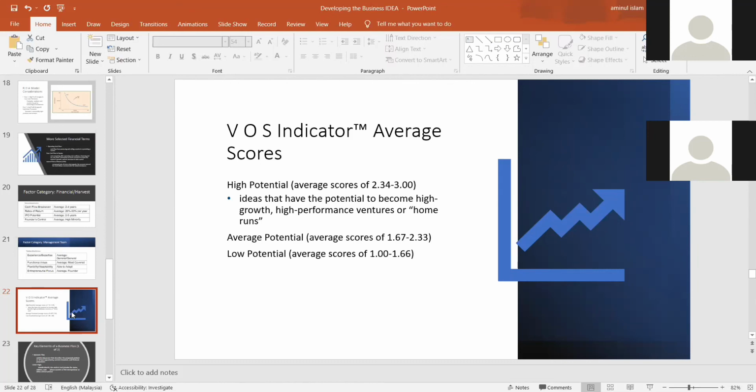average potential, or low potential for the venture that you are going to look at. Okay, so venture opportunity screening indicators. We may have an indexing, so you quantify the values and put them in a graph and see whether the venture that we are going to look at has high potential or not.